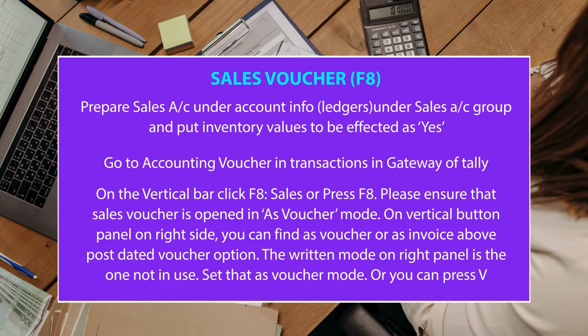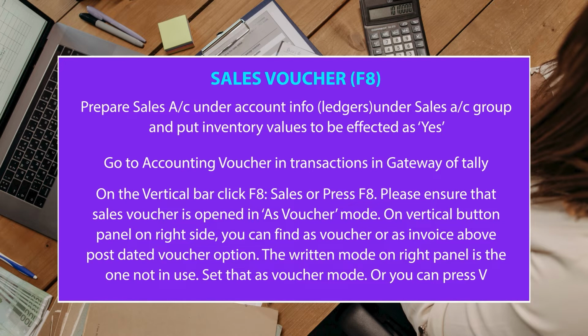Go to accounting voucher in transaction in gateway of Tally. Again on the vertical bar, click F8, that is sales, or press F8 from the keyboard. Please ensure that sales voucher is opened in as voucher mode. On the vertical button bar on the right side, you can find as voucher or as invoice above the post dated voucher option. It means just above the post dated voucher option, two options will be available, as voucher or as invoice.